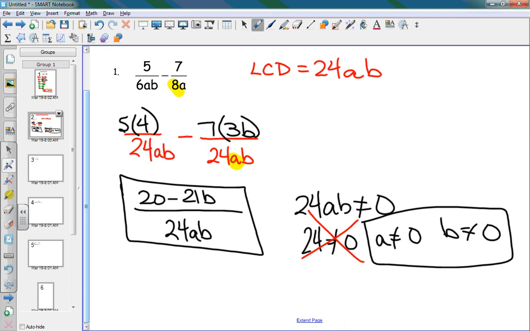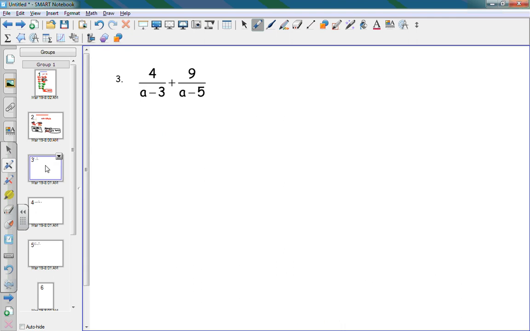Okay, let's go on to the next one here. Number 3. Now, A minus 3 is a head and a body, correct? Yes. Wherever the 3 goes, the A goes. Wherever the A goes, the 3 goes. Wherever the A goes, the 5 goes. Wherever the 5 goes, the A goes, right? Okay, what is my LCD?